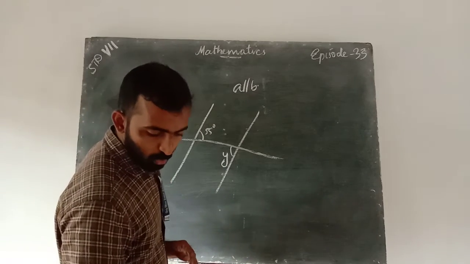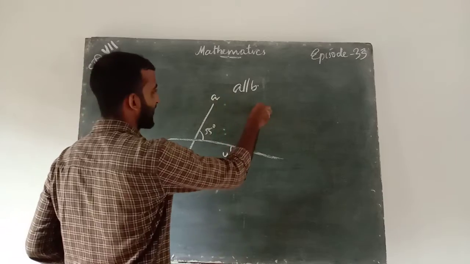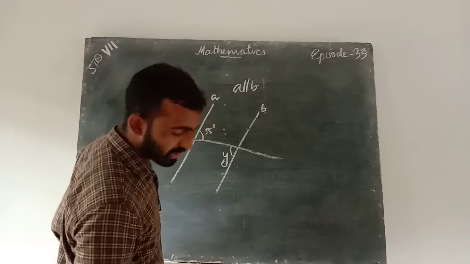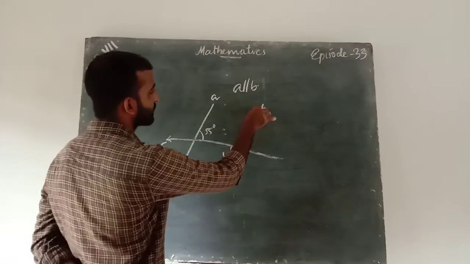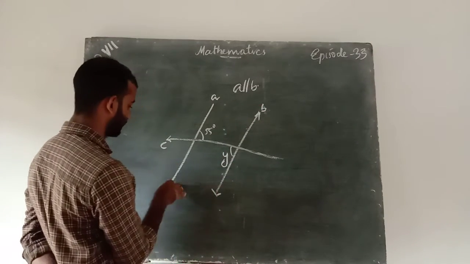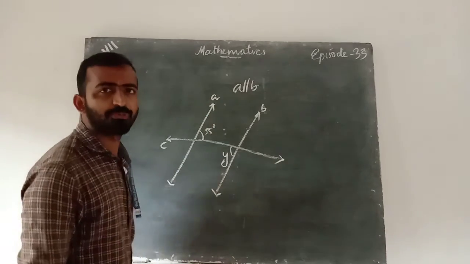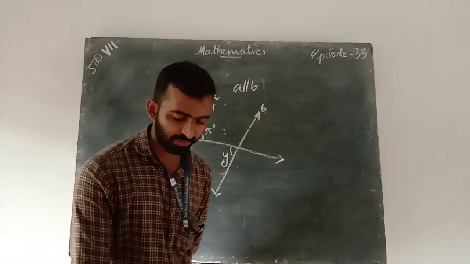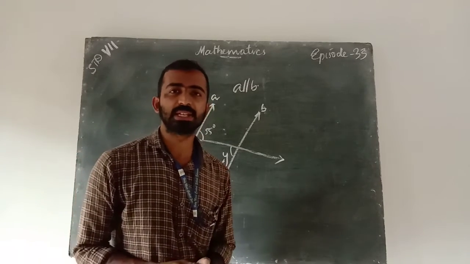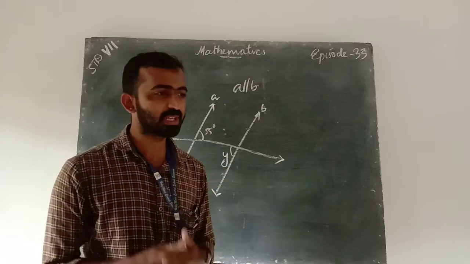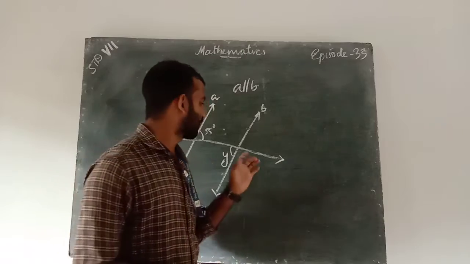A is parallel to B, this line is A, this line is B, and the transversal line is C. We want to find Y. What is the answer? Can anyone say what is the value of Y? Yes, good. That is 55.